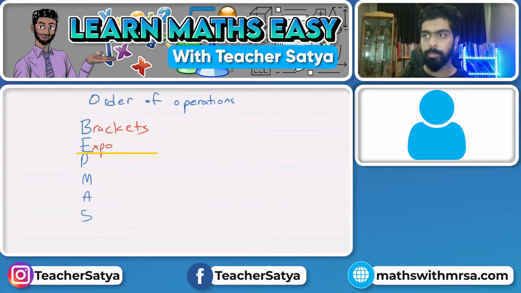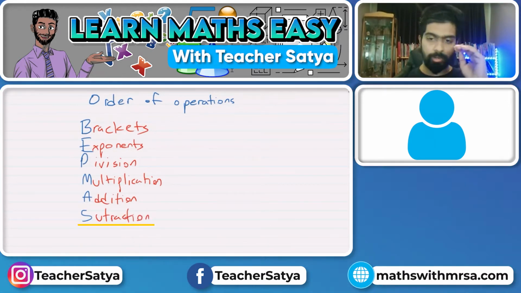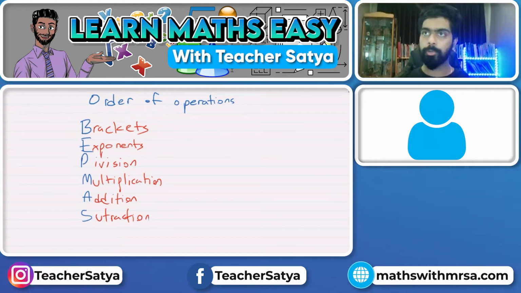exponents, division, multiplication, addition, and subtraction. All right. So we will be solving it from the top to bottom. All right, guys, we'll be solving it from the top to bottom, where this one will be priority number 1. So 1, 2, 3, 4, 5, and 6.